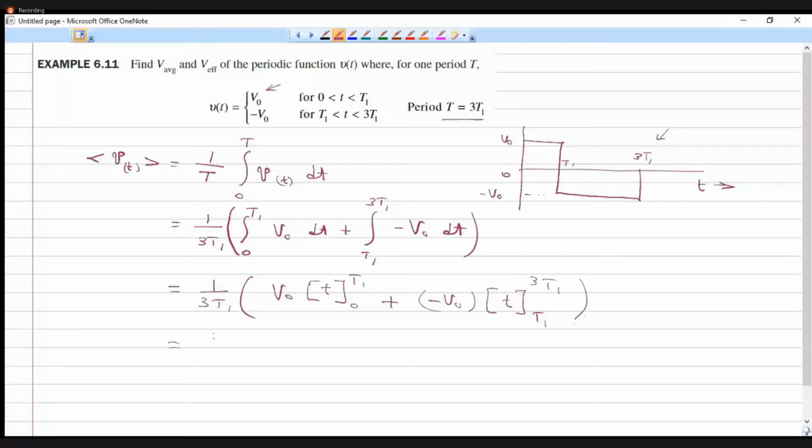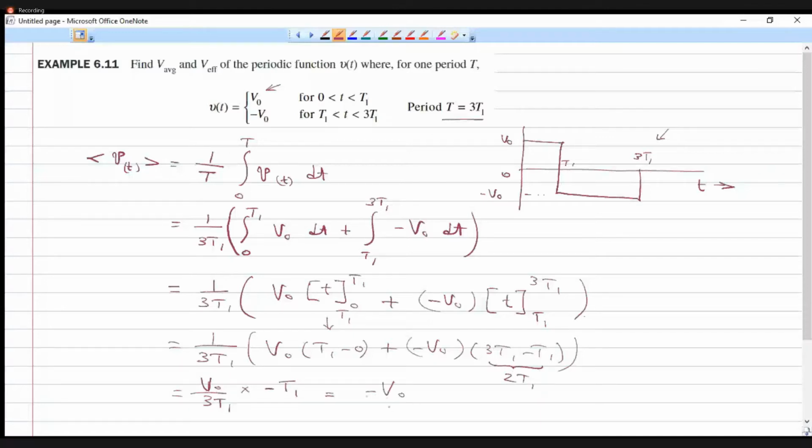So that will be 1 by 3T1 times V naught of T1 minus 0, plus minus V naught of 3T1 minus T1, applying the limits, upper limit minus lower limit. You can take V naught outside of the bracket. So here we have T1, and here we have 3 minus 1 is 2T1 with a minus sign. So here we have plus 1 and here it is minus 2, so it will be minus T1. So the net value will be equal to minus V naught divided by 3.